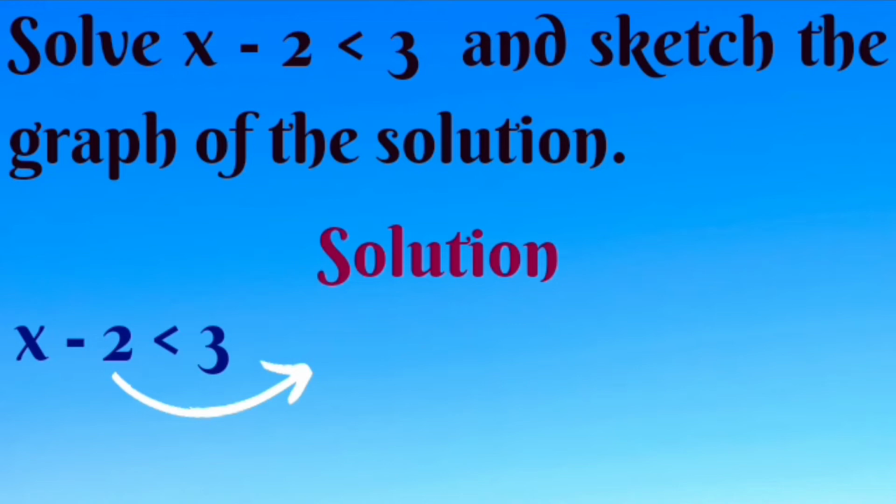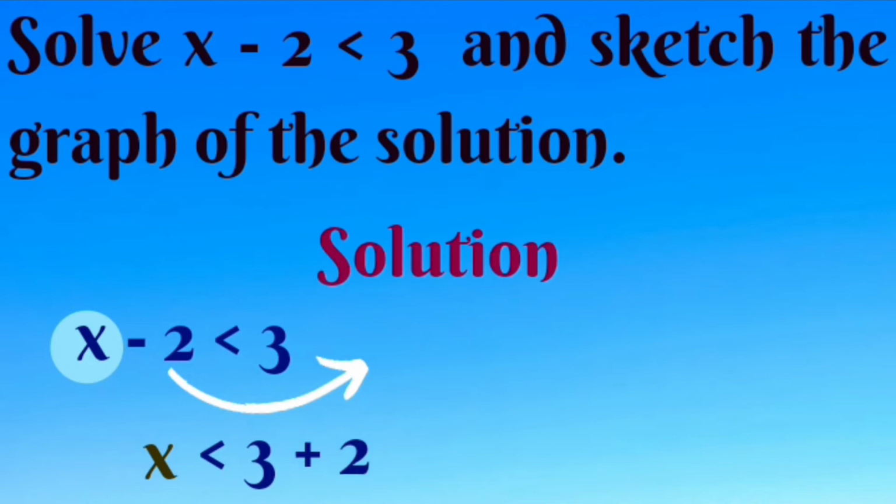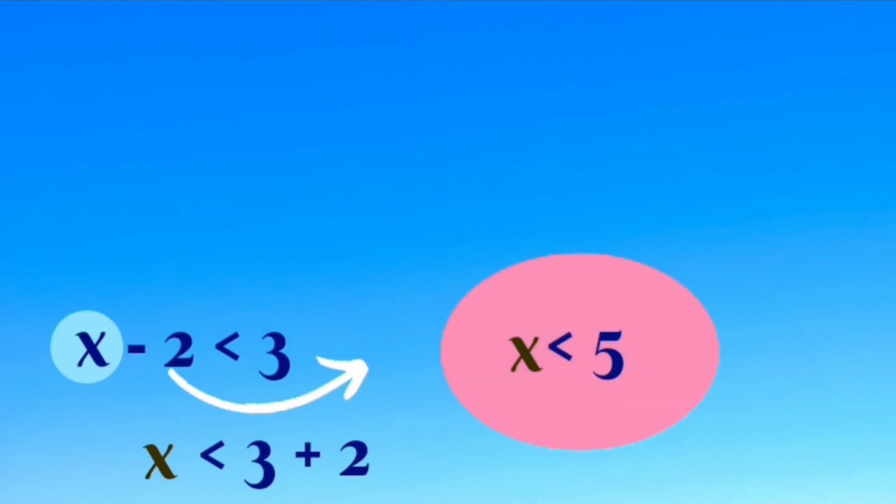So if minus 2 moves, what are we going to have left on the left-hand side? Of course, it's x. So we would have x is less than 3 plus 2. Remember that minus 2 crossed the equality sign, and of course it turned to plus 2. 3 plus 2 is 5. Hence, x is less than 5. This is the solution of this inequality.